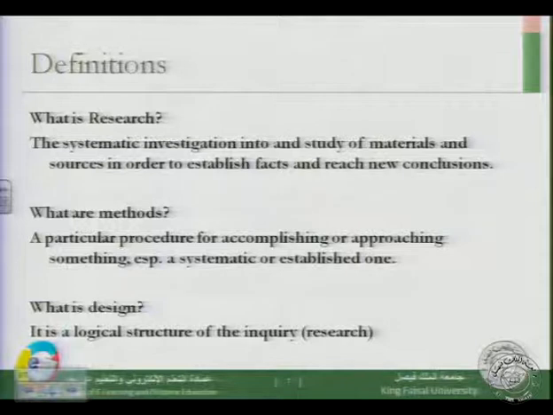But how do we do it? There are different methods to do research. So a method is a particular procedure for accomplishing or approaching something, a systematic or established one. So a method is a procedure or an approach that can lead us to something. We will meet some research methods in a minute.